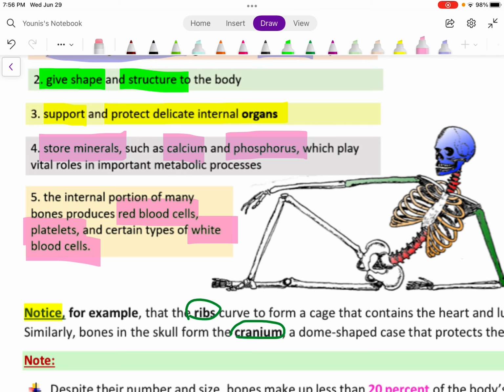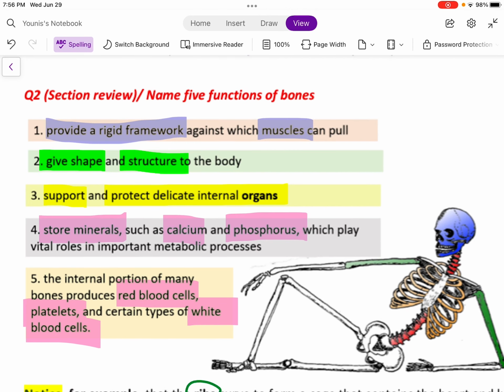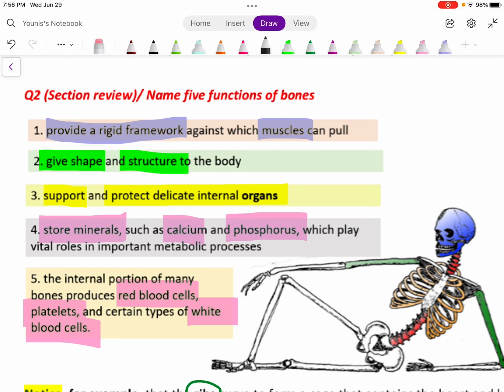So these are the 5 main functions of bones. They provide a rigid framework against which muscles can pull. They give us shape and structure. What else? They support and protect delicate organs, mineral storage, and blood cell production.